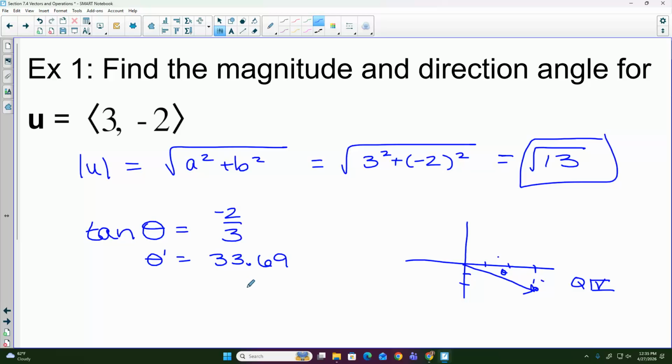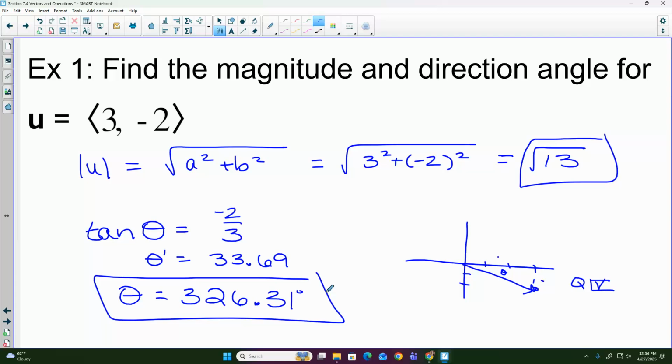We get 33.69. And we've already established that has to be in quadrant 4. So if you do 360 minus that, we get 326.31 degrees. Any questions there?